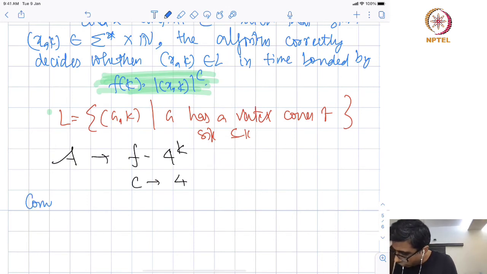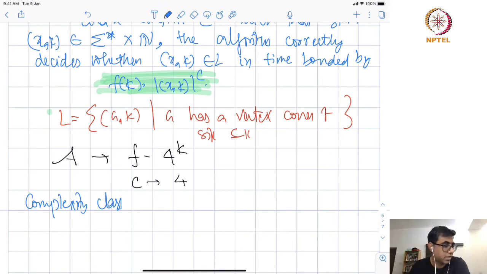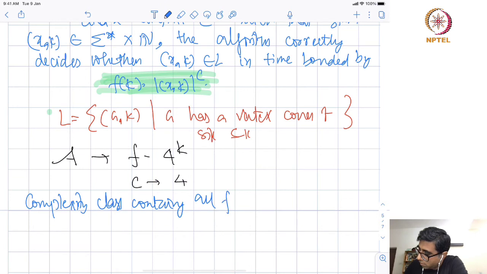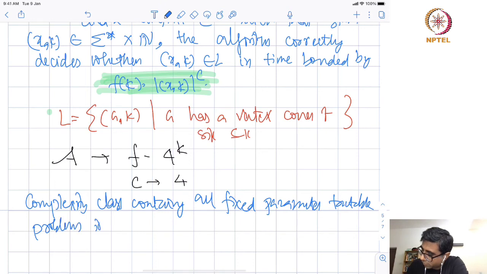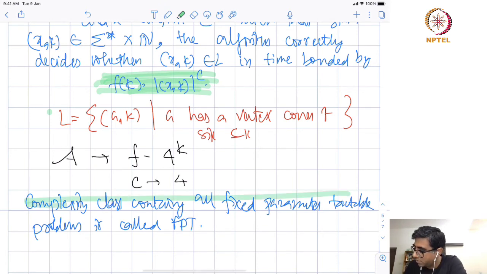Another thing, complexity class. This is the first time we are containing all fixed parameter tractable problems. It is called FPT. Another thing you would like to remember is that the class FPT is basically all those problems for which there exists an FPT algorithm.